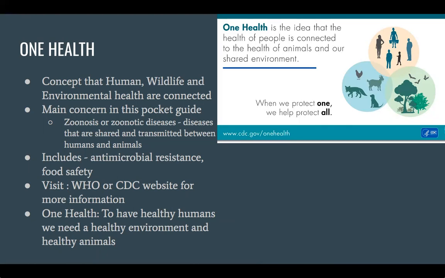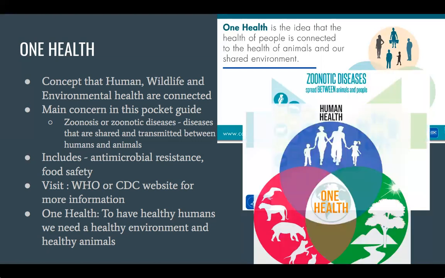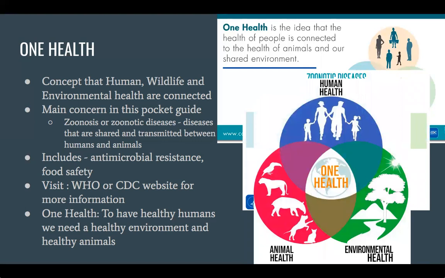If you would like to find out more about this One Health concept, you can visit the World Health Organization website or the Center for Disease Control website. The website for the CDC is there on the picture. Or you can also visit the BWRC website and go to the Wildlife Ambassador page to find the link to the One Health concept. So, the One Health concept is, to have healthy humans, we need a healthy environment and healthy animals.